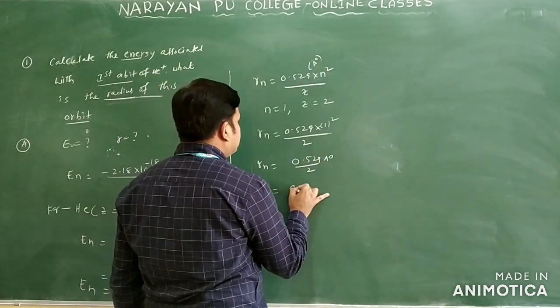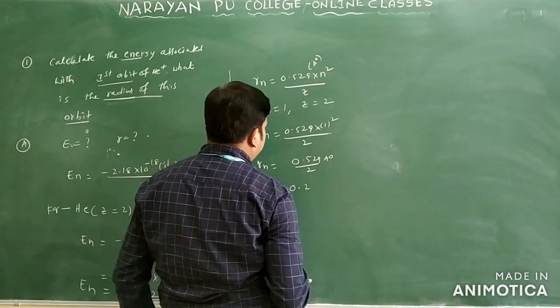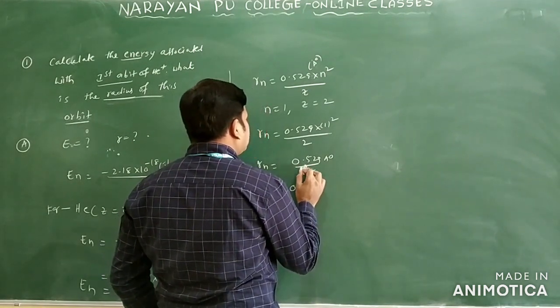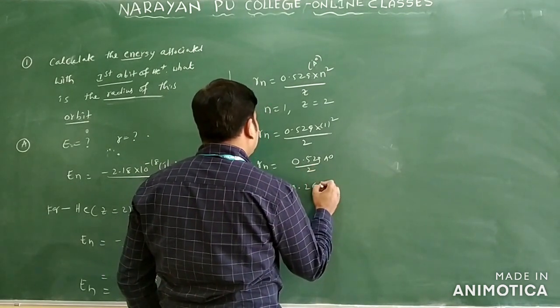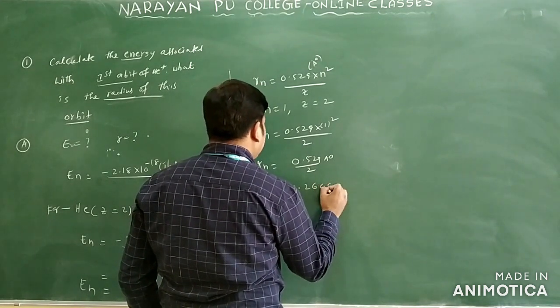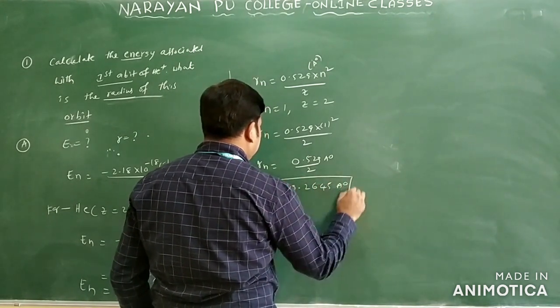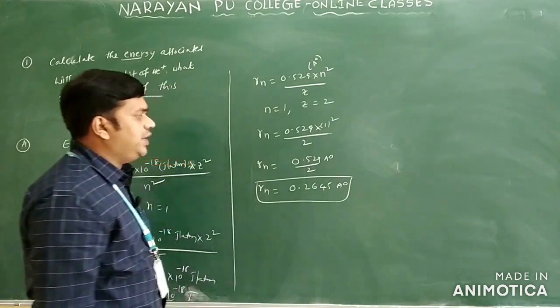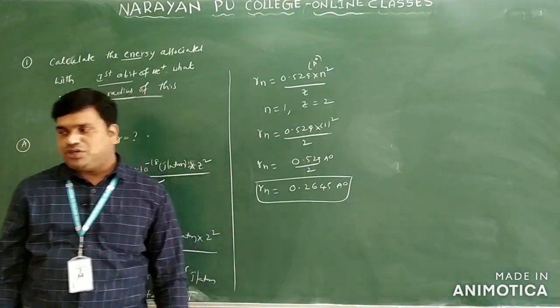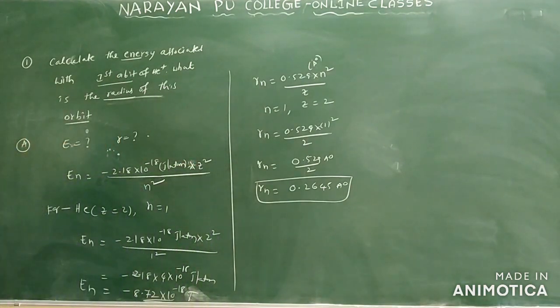So we divide by 2, and you will get Rn is equal to 0.2645 angstrom units only. So this is one of the NCERT questions we have. Let us see one more question.